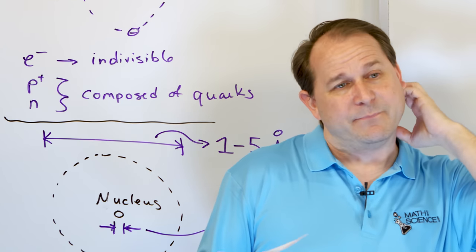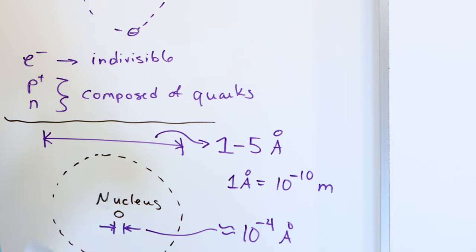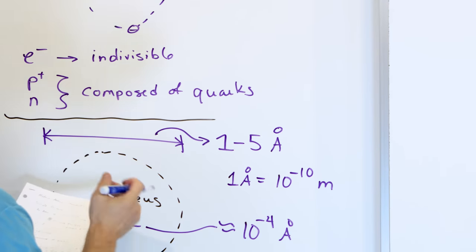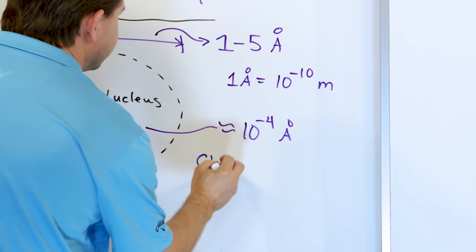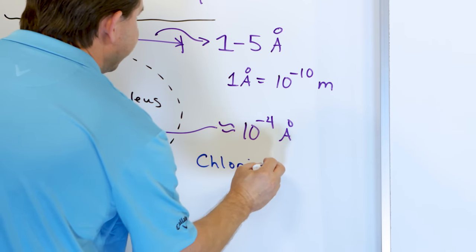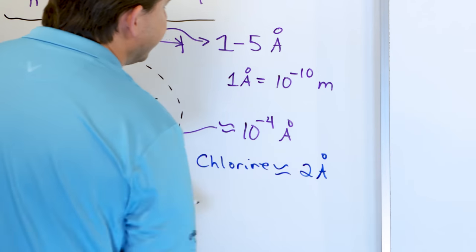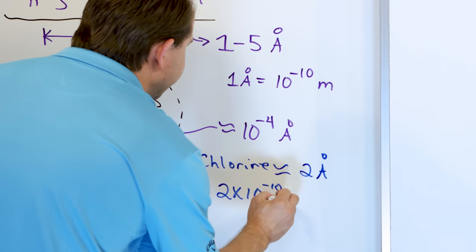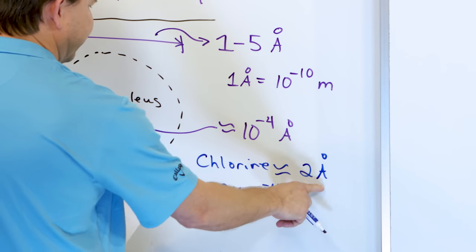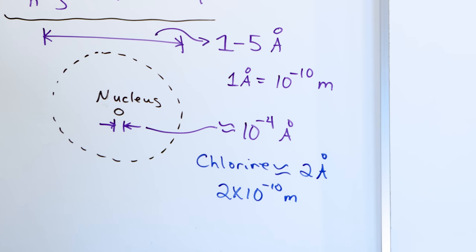Okay, the smallest atom is going to be around here, around 1 angstrom. Right? But actually, to give you another concrete example, chlorine is approximately 2 angstroms in diameter as far as the atom, which is 2 times 10 to the negative 10 meters. Because an angstrom is 10 to the minus 10, this is double that, 2 times 10 to the minus 10 meters. And this is the diameter of a chlorine atom.